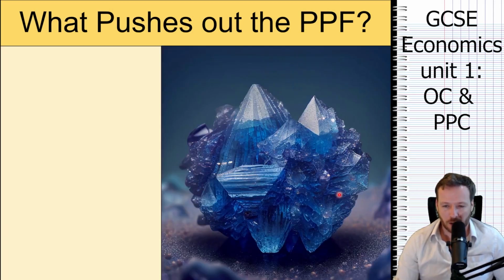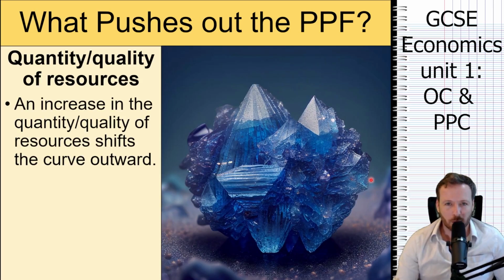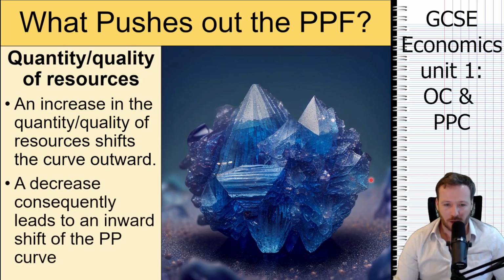And finally, look at that beautiful picture. Oh yeah. Resources. What do you have? The more rare earth minerals you have, the more phones you can produce. The more iron you have, the more railway tracks you can make. All these things are really, really important.